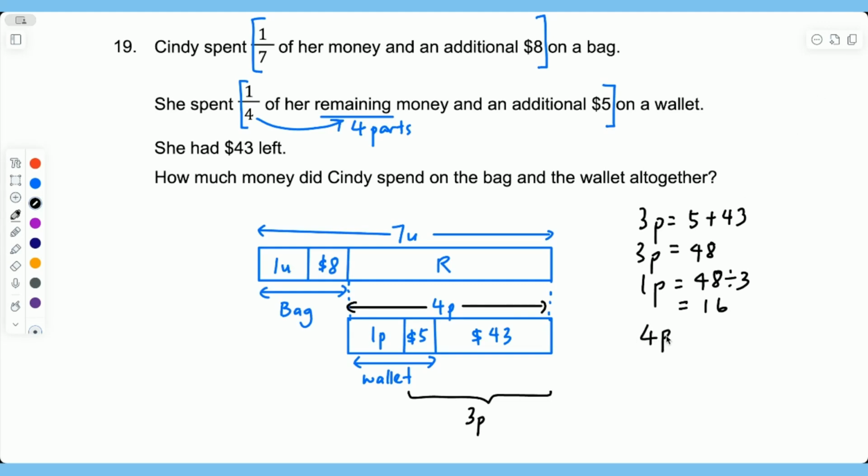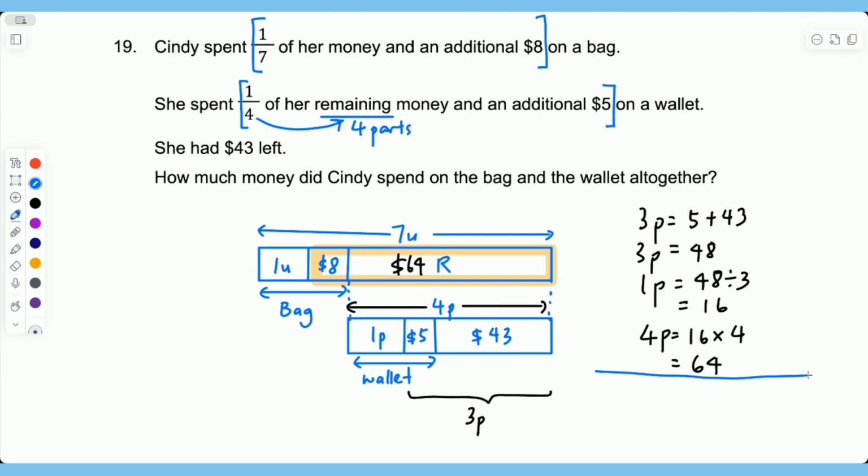4 parts will be 16 times 4. That gives us $64. So the whole remainder here is $64. Now let's zoom in at this part of the model. We have 1 unit here. The total unit is 7 units. That means that $8 plus $64 will be 6 units. This part will be 6 units.